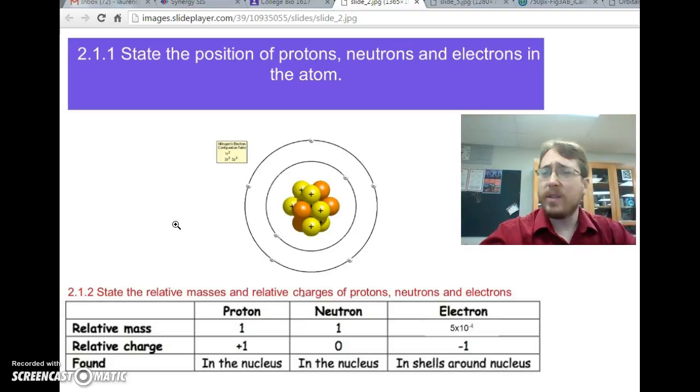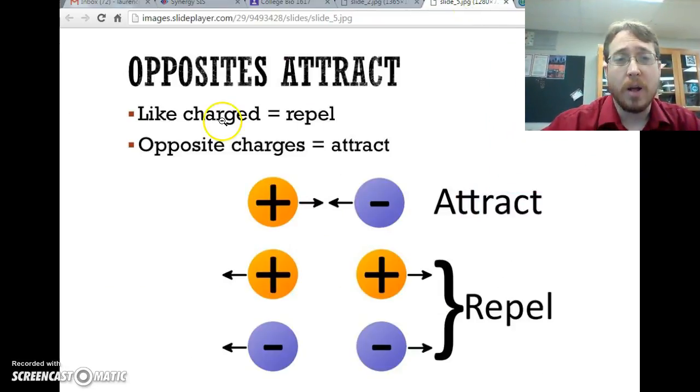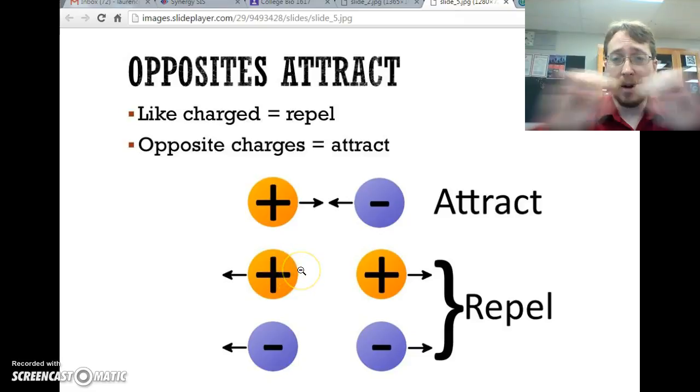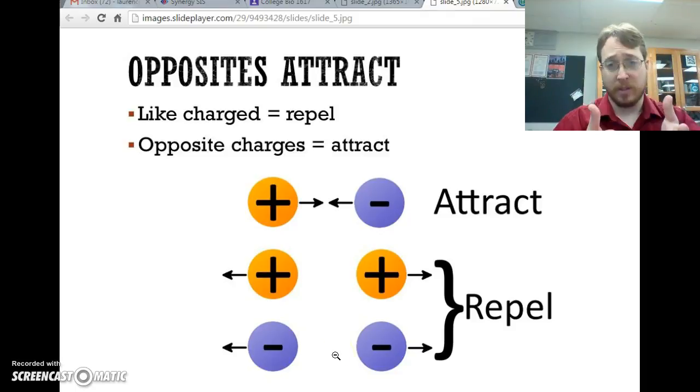So what does that mean? It means that these charges, these substances have to follow the rules of electromagnetism. And there are basically 3 rules for electromagnetism. They are like charges repel, opposite charges attract, and like dissolves like. So for like charges repel, that means if you have 2 substances with a positive charge, they have the same charge, they are going to push away from each other. If you have 2 particles with a negative charge, they have the same charge, so they're going to push away from each other. But if you have 2 particles of opposite charges, they're going to be attracted to each other.